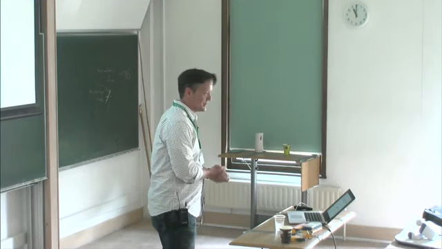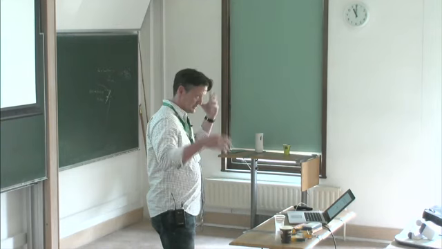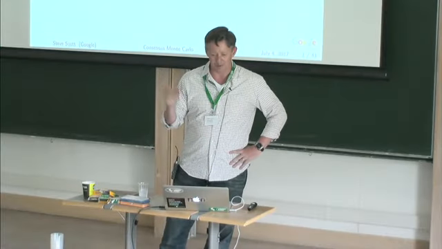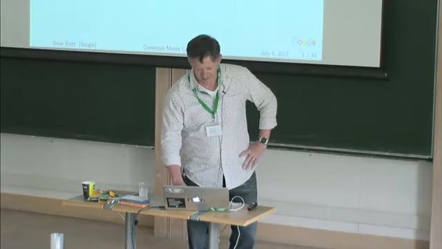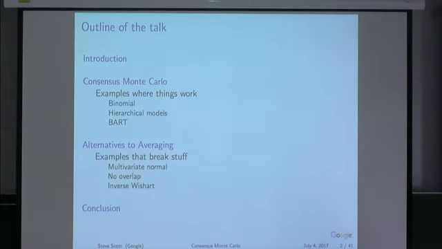My talk is about consensus Monte Carlo, which is a topic that I've been describing, I've been on the talk circuit with this talk for several years now. Some of you have already heard part of this. There is some new stuff at the end. The outline of the talk, I'm going to start with some introductory remarks. I'll go over the basics of consensus Monte Carlo, show you some examples of where things work pretty well. For those of you who have seen me speak on this topic before, this will be familiar.